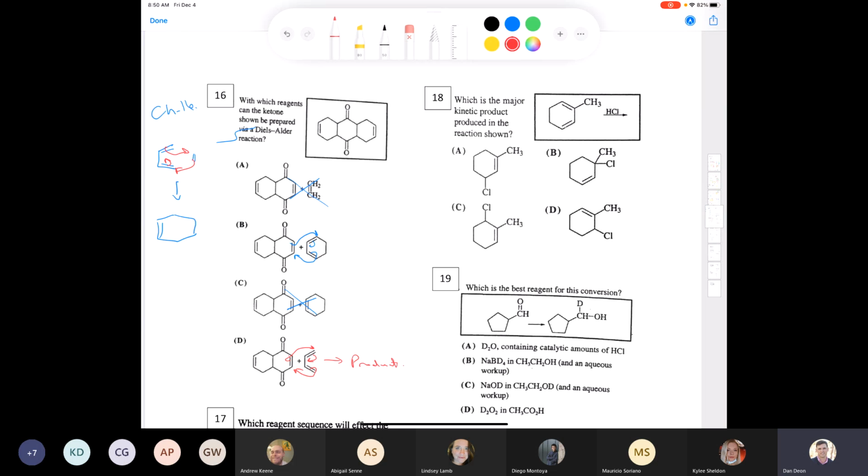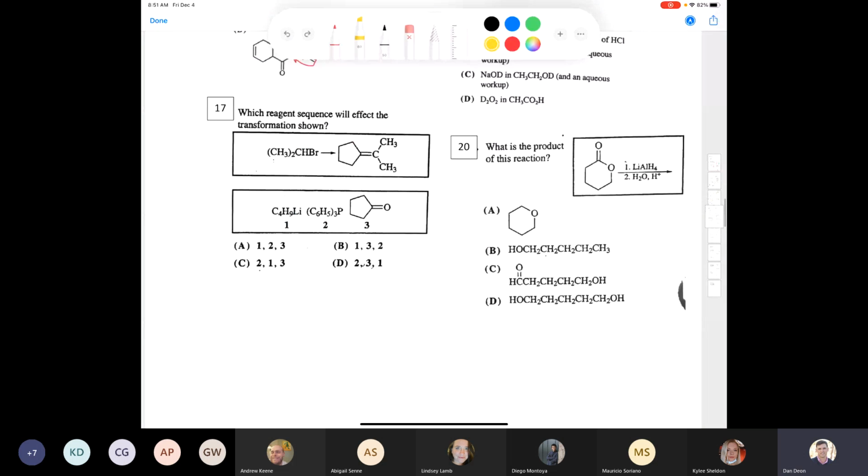So it's a matter of knowing what a Diels-Alder reaction is, and then being able to discern what my diene is. My diene in this case is just going to be 1,3-butadiene in the S-cis conformation, and then this will be my dienophile. So, Diels-Alder chemistry, if you need to review that.